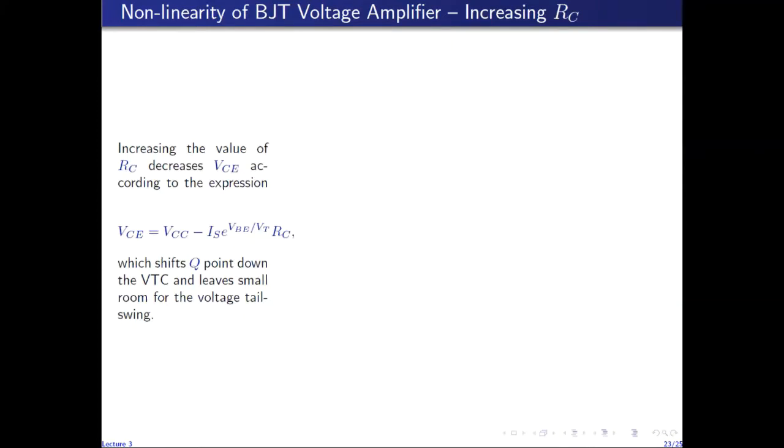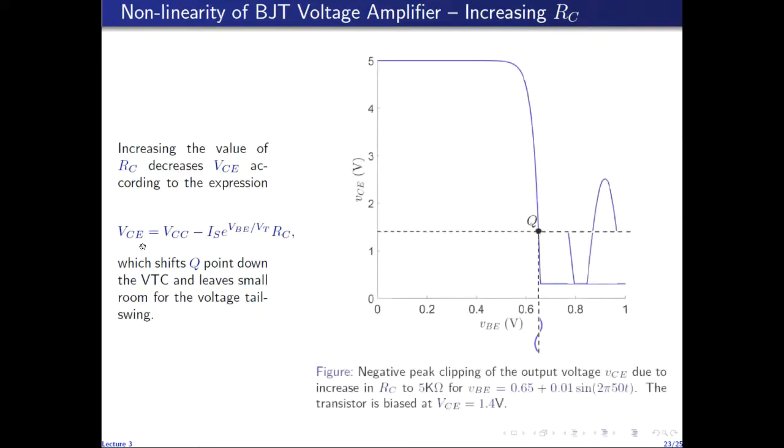So in this slide, I show the effect of the collector resistance on the bias point of the amplifier. For convenience, I have repeated this expression of the output DC voltage corresponding to the input DC voltage. As can be seen, increasing RC increases this term, which in turn decreases VCE. So the Q point moves down the VTC because the DC value of the output voltage is reduced now.